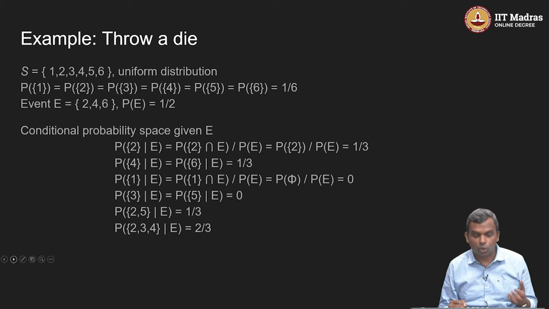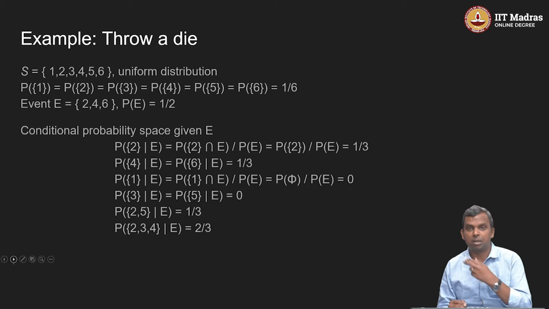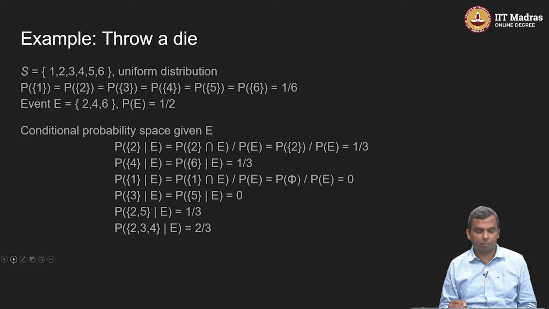So throw a die. You have the uniform distribution on the set 1, 2, 3, 4, 5, 6, and we have assigned the probability 1 by 6 to each, and you have the event E. Event E is {2, 4, 6}. Let's say it's an even number, right? So you've got an even number. So P of E is easy to write down. It's 1 by 2. You know that.